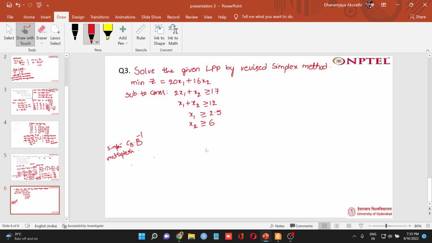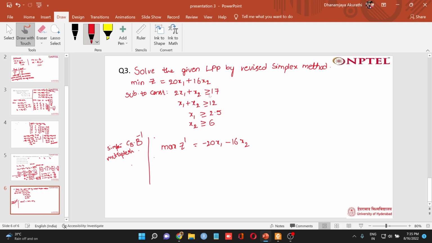What will you do here in the first step? Just try to solve with me. In the first step, we note that the given objective function is of minimization type, so we write maximization of z dash, where z dash is minus z, that is minus 20 x1 minus 16 x2. And we need to convert the given constraints into equations.